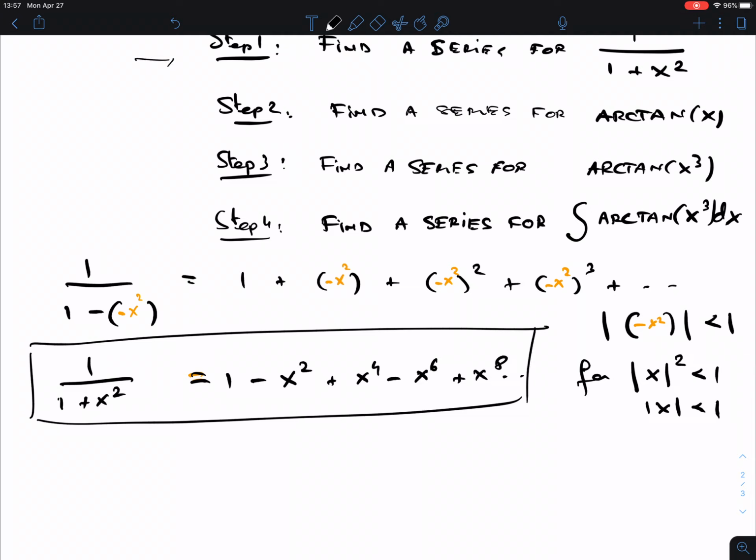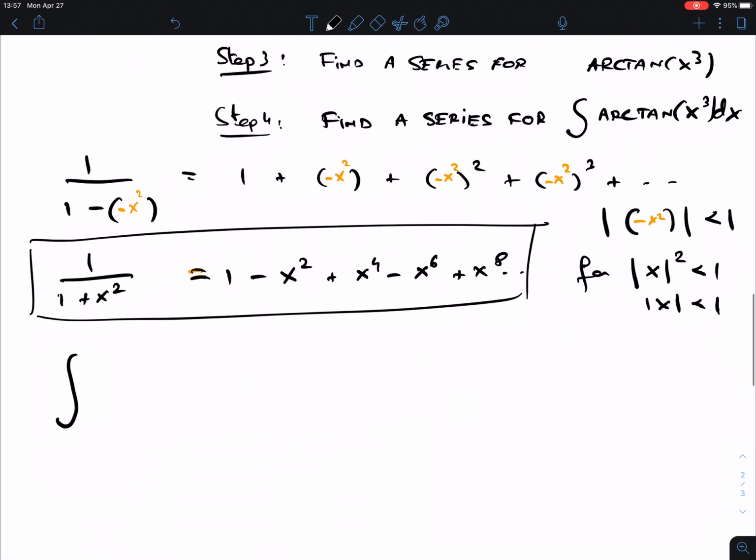Now step 2 is perhaps the one that is the biggest leap. How do you go from arctangent to 1 over 1 plus x squared? Once you have seen this, you know that is because of antiderivatives, right? The antiderivative of 1 over 1 plus x squared is arctangent. So what we do is we take the antiderivative of 1 over 1 plus x squared dx. We know that this is arctangent of x.